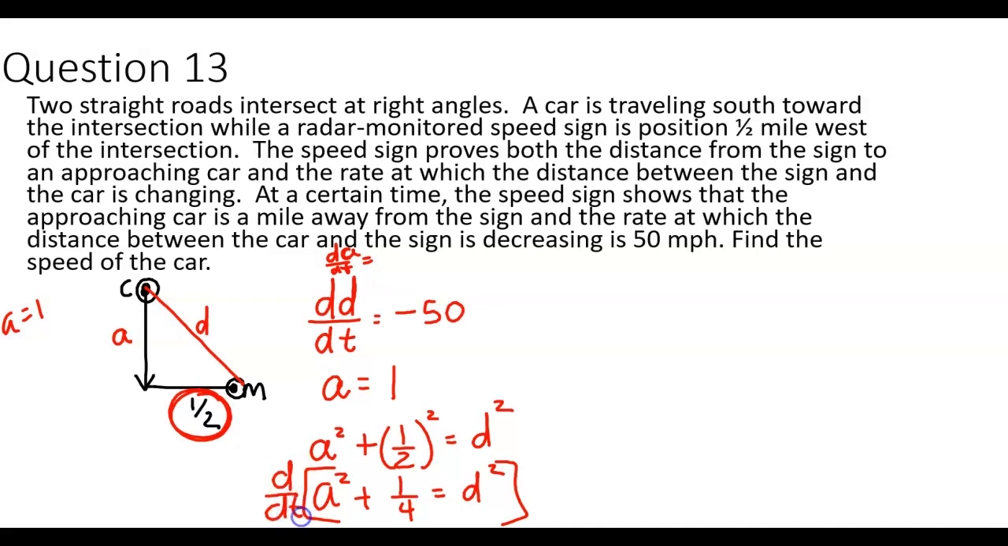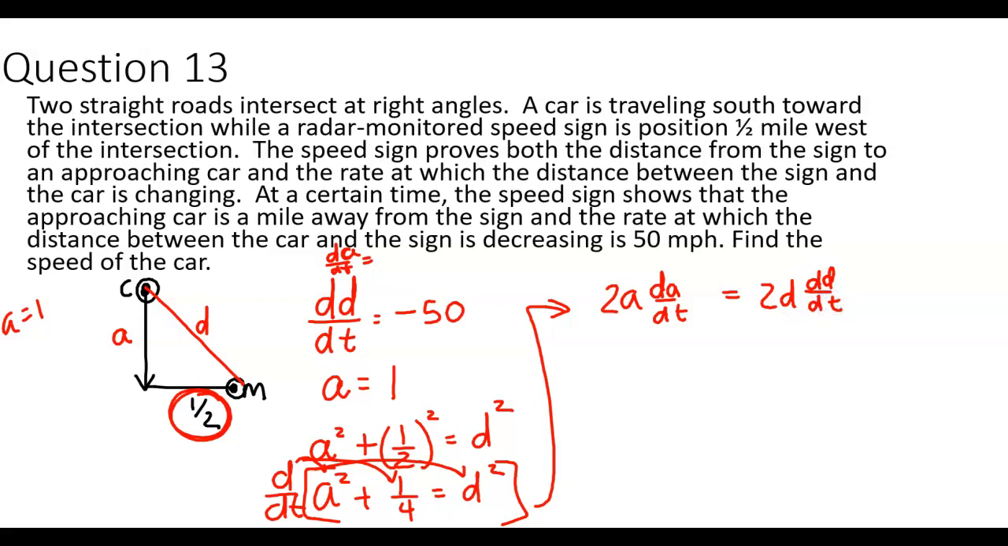Now we're doing the derivative. Let's see what that comes out to be. The derivative of a squared with respect to t would be 2a dA/dt. The derivative of 1/4 is 0, so that just goes away. And the derivative of d squared is 2d dd/dt. All right, so we have our formula. We took the derivative. Now we plug stuff in.